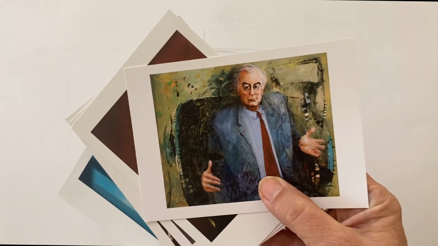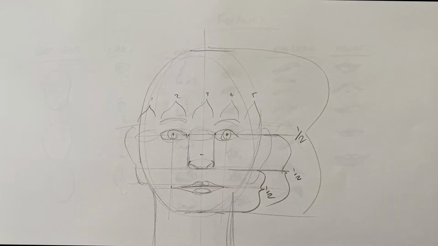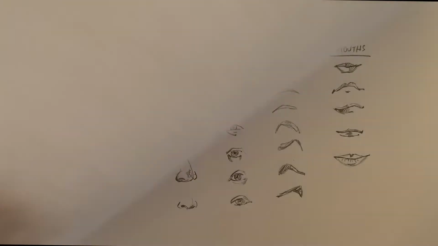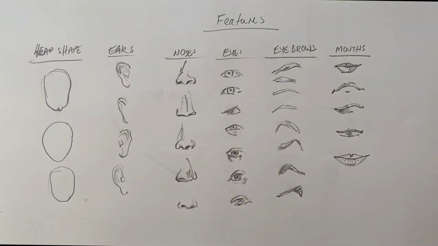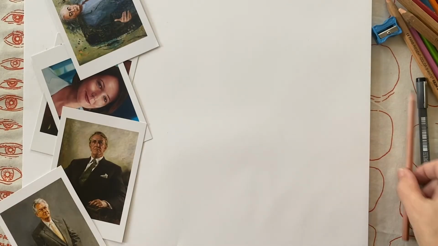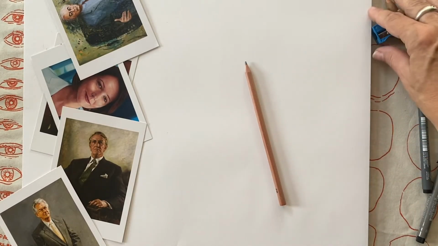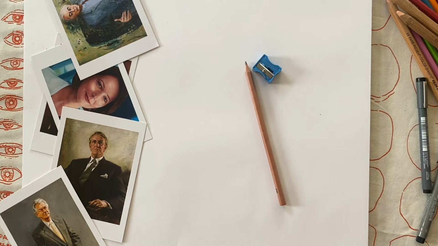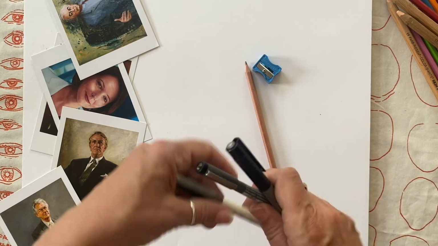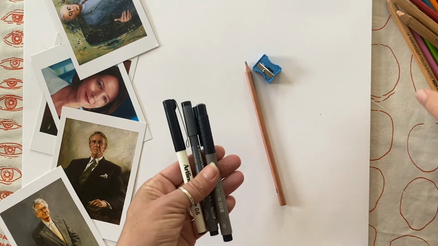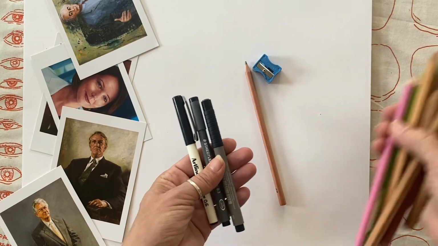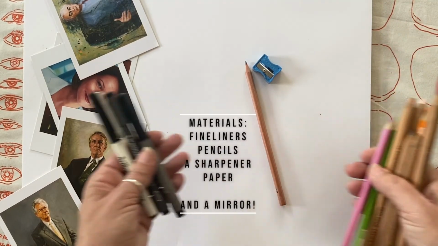The important things you need to know, like what are the proportions of the face and what are the features of a face. All you need to do your own portrait is a pencil, maybe a sharpener. And if you like, you could use different fine liners and some coloured pencils and some paper.